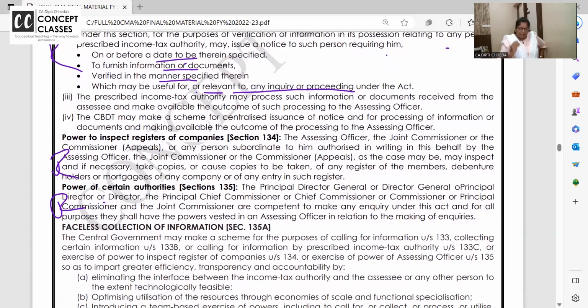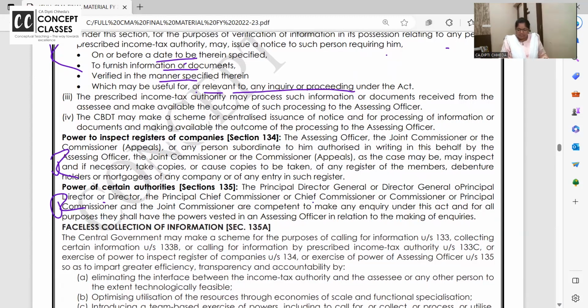Okay. Can they inspect the registers of the company? देखो कंपनी में ना रजिस्टर्स होते हैं, शेयर होल्डर्स का रजिस्टर, डिबेंचर होल्डर्स का, secured loan, mortgage, like that in companies different registers are there. So these registers, can they inspect? Yes. Power of certain authorities.